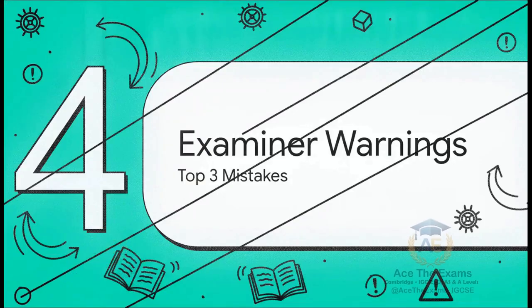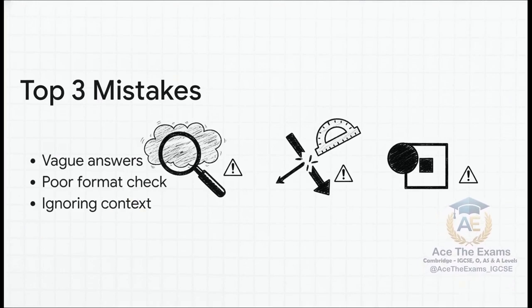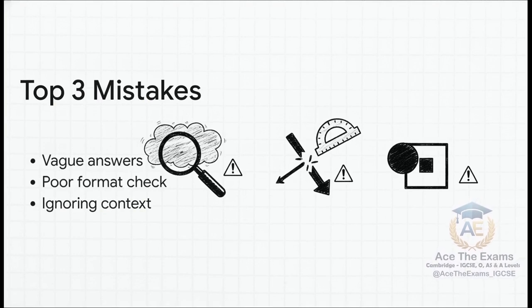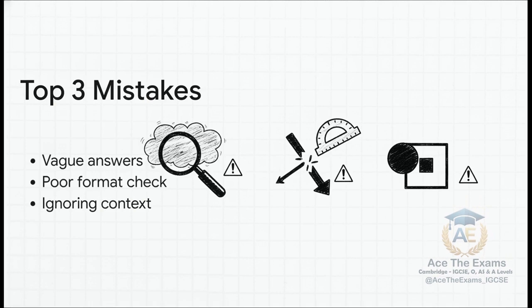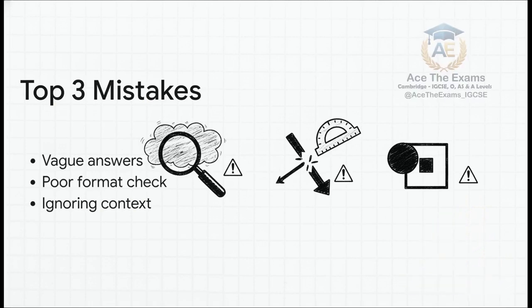Finally, Section 4, Top Examiner Warnings. Let's look at the top 3 mistakes you need to avoid. Now that we've essentially built the ultimate answering system, we need to talk about the security lasers you have to dodge. We have literally combed through the Cambridge Principal Examiner reports, specifically for the 9702 syllabus regarding scalars and vectors, just to find out exactly where this heist goes wrong for most students.